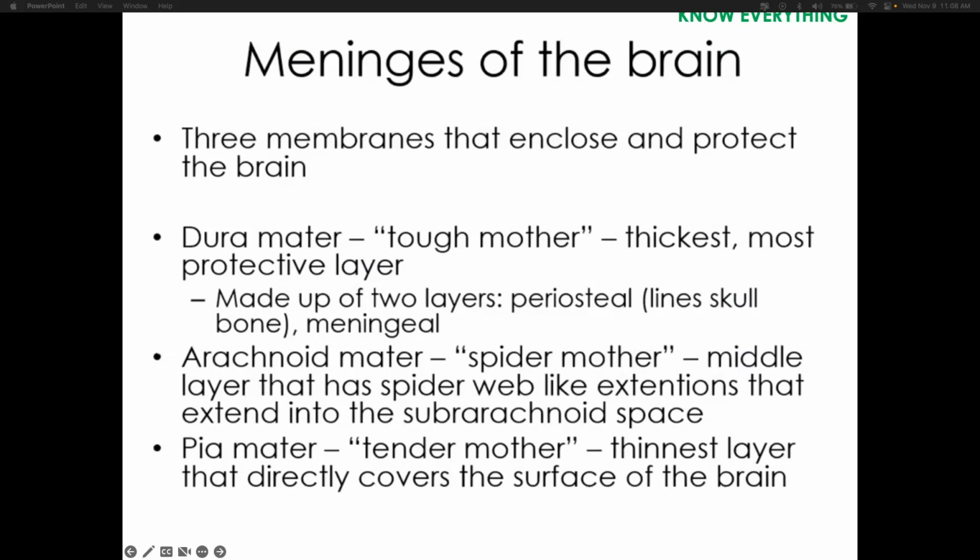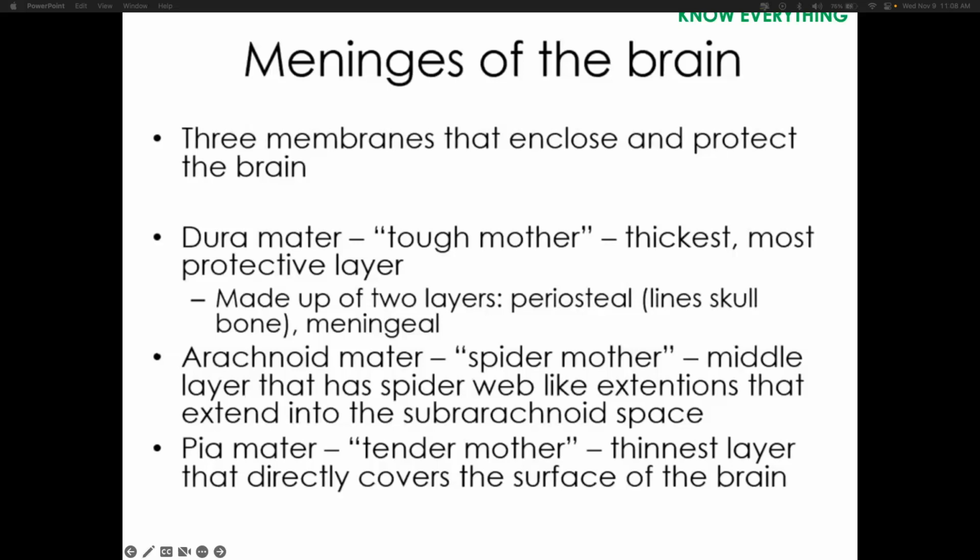So next we have our meninges of the brain. There are three membranes that enclose and protect the brain. The outer layer is the dura mater, which means tough mother. It's the thickest and most protective layer, and it's made up of two layers within that. So there's the periosteal layer, which lines the skull bone, and then there's the meningeal layer, which is beneath that one.